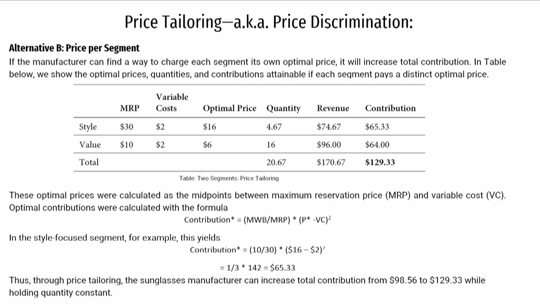and ultimately the contribution can be calculated with the formula that we have devised earlier, that is MWB divided by MRP multiplied by (optimal price minus VC, that is variable cost) whole square, right. So, this way we can calculate the contribution. For the style segment I am calculating 65.3, and for the other segment I am calculating it as 64. So, total contribution is coming as 129.33. I can also manually calculate the overall contribution, not a problem, right.